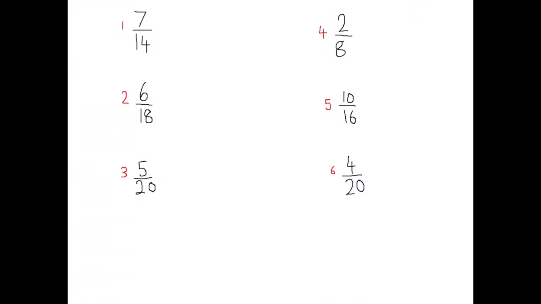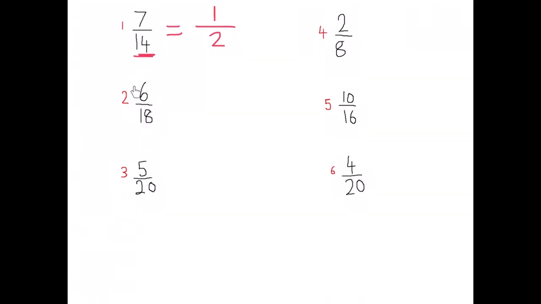On this slide, we have to simplify each of the fractions into smaller numbers and smaller fractions. So number 1, 7 fourteenths. So we need to find a number that divides into both 7 and 14. And on this occasion, it is 7. So 7 into 14 goes twice. 7 into 7 goes once.